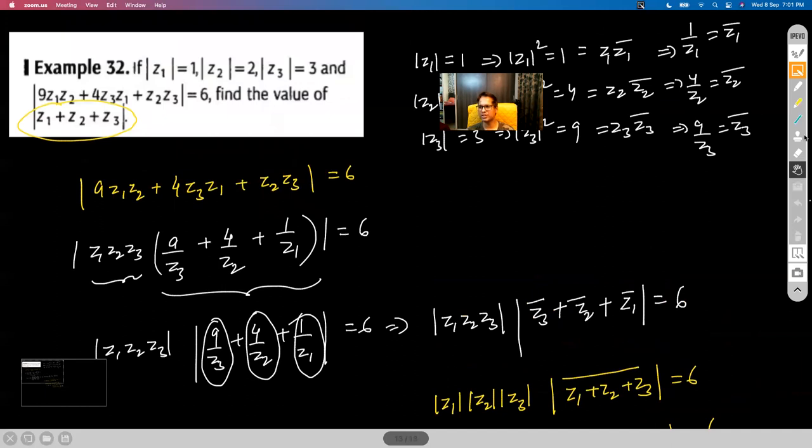Is it fine? Any question, any concerns? Please have a look at it and let me know if you want me to explain any part of this solution once again.